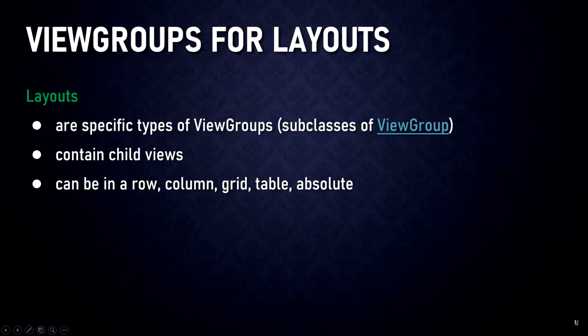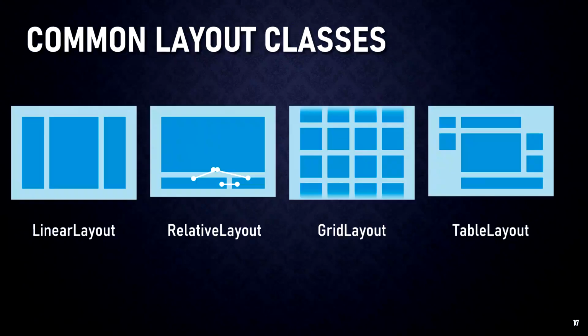Okay, so view groups for layouts. A layout by itself is a specific type of view group, or we can say a subclass of view group. It contains child views, and it can be in a row or column or grid or table or absolute. Those you can specify by yourself. Here are the common types of layout classes.